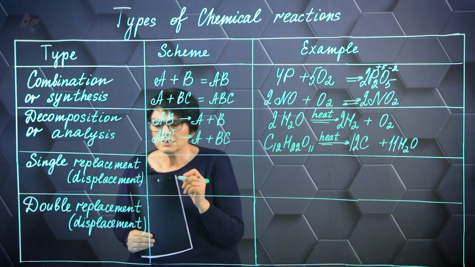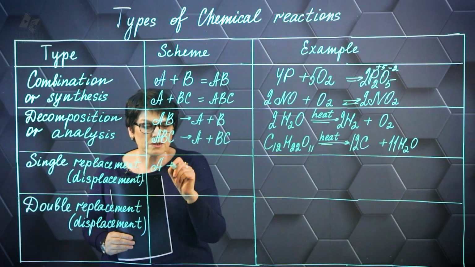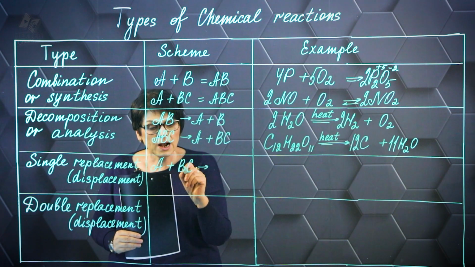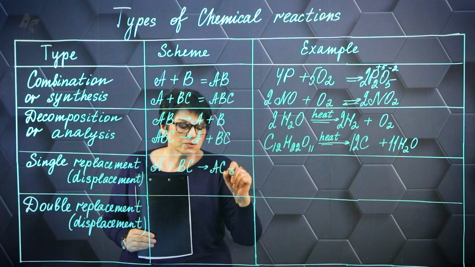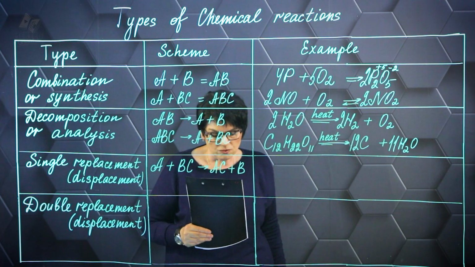A substitution reaction is an interaction between a simple substance and a complex substance, in which atoms of the simple substance replace one of the elements of the complex substance. For example, an interaction like this.